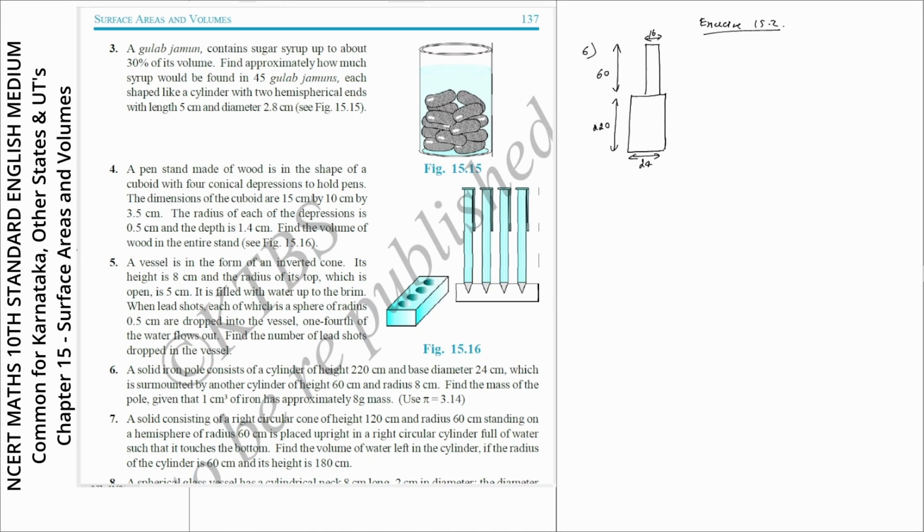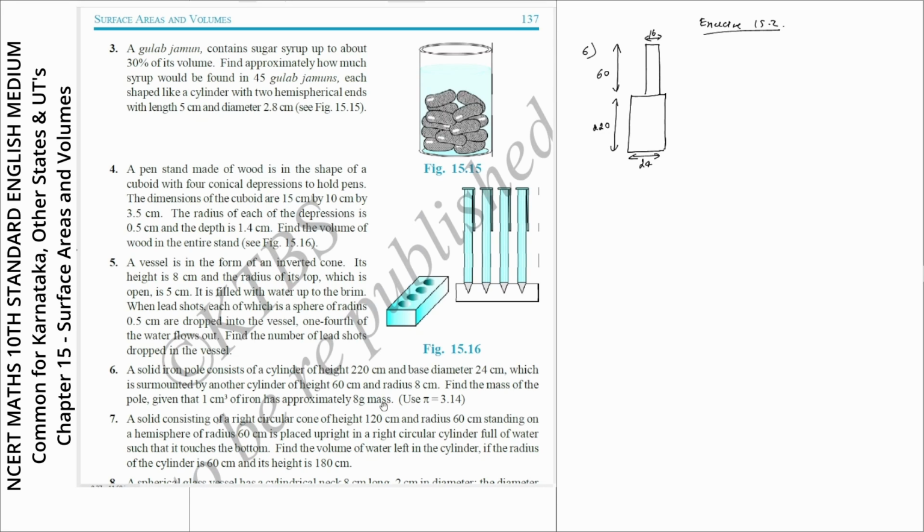Exercise 15.2, question number 6. A solid iron pole consists of a cylinder of height 220 cm and base diameter 24 cm, which is surmounted by another cylinder of height 60 cm and radius 8 cm. Find the mass of the pole, given that 1 cm cube of iron has approximately 8 gram mass. Use pi is equal to 3.14.